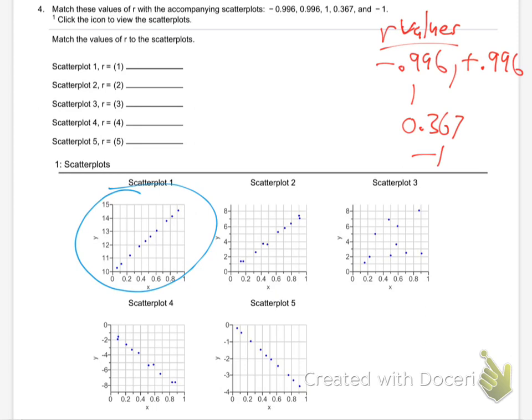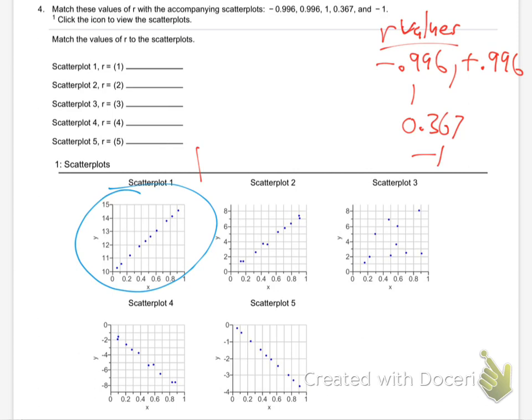Okay. So scatter plot number 1. That's great. Why is it 1? Because it goes up, it's positive, and the dots are so tight, so it'd be 1. Are they in a perfect line? Looks pretty close. Yep. So that's the perfect 1.0, right?